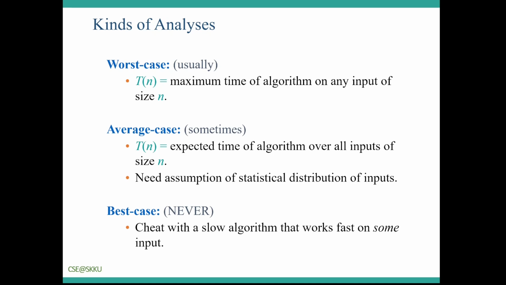Lastly, the third is the best case. This shows how fast the algorithm can be on the easiest input, but we usually ignore it since an algorithm that works well only in the best case can still perform poorly most of the time. So usually we do not consider this best case.